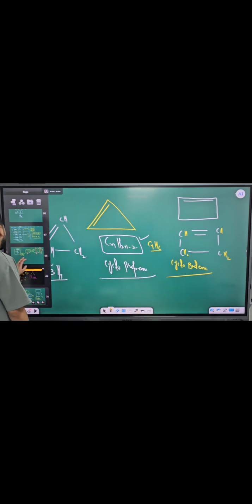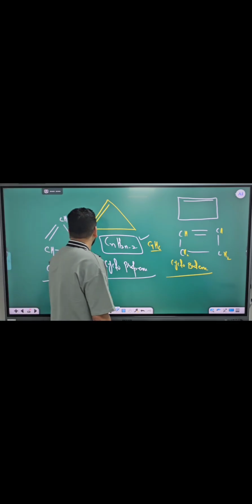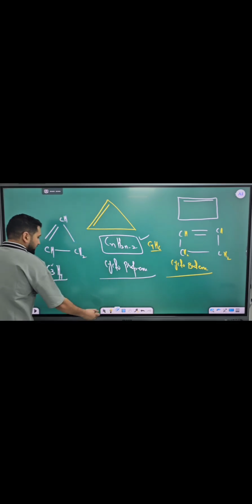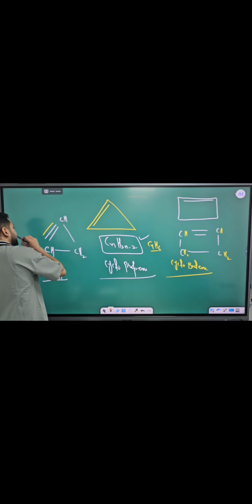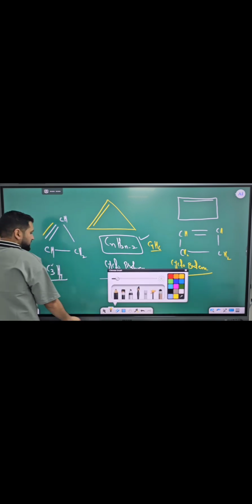In the same way, guys, if I do some change now, if I put a triple bond here, imagine guys, now I put a triple bond here. Can you just confirm once?